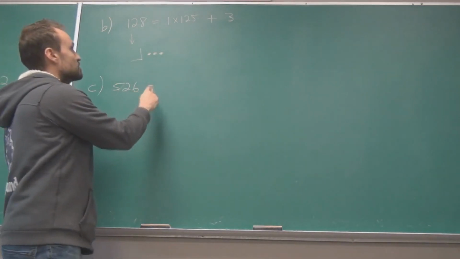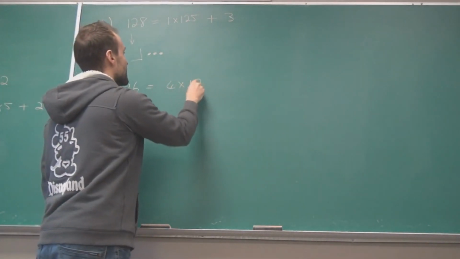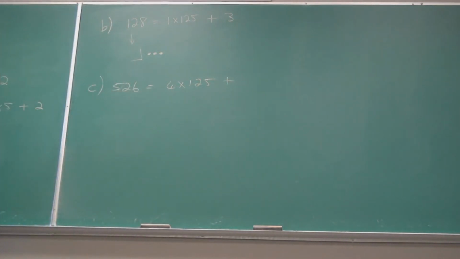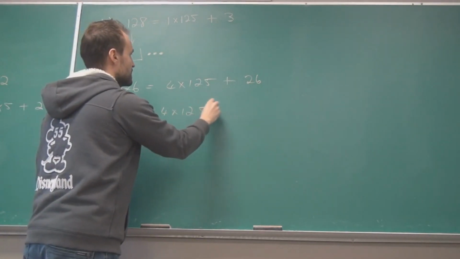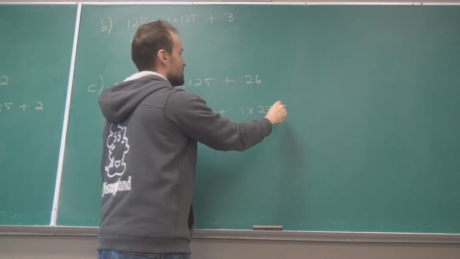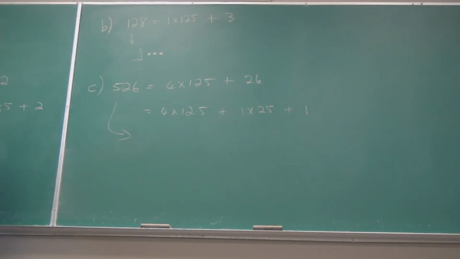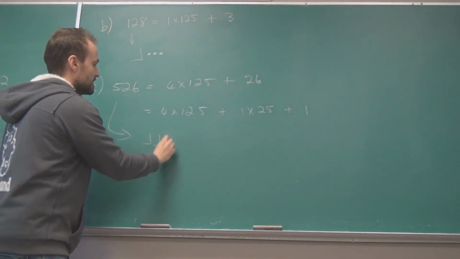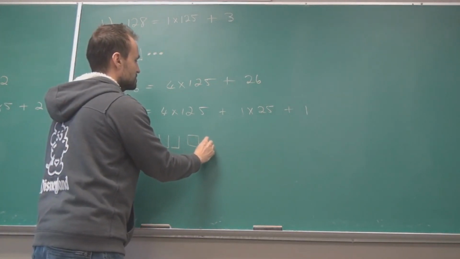So, how many groups of 125 can I fit in there? 4. How much do I have left over? Well, what is 4 times 125? 500? So I have 26 left. Just to emphasize what we're doing, the 26 I can still break up into one group of 25 and 1 left. So that means 526 will be 4 feet, 1 hand, and a rock.